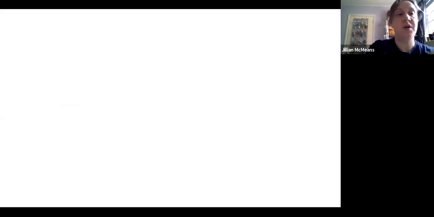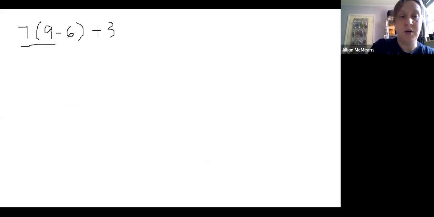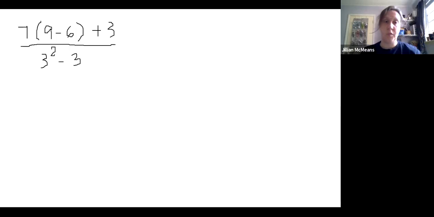So for this one, this is another one of those that looks like a fraction to start. So I have 7 times 9 minus 6 plus 3. And that's all divided by 3 squared minus 3. Okay? So when you have something that looks like a fraction like this, the top part, we call it the numerator, the bottom part, we call it the denominator. So you just want to work on the numerator, simplify it completely, work on the denominator, simplify that completely.